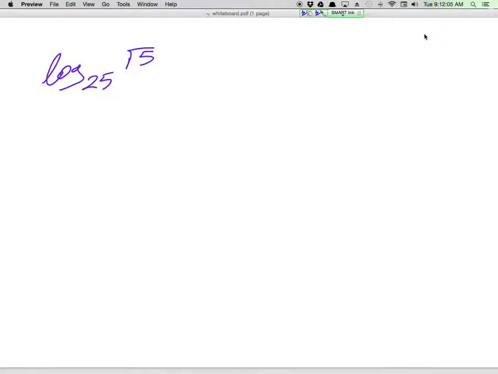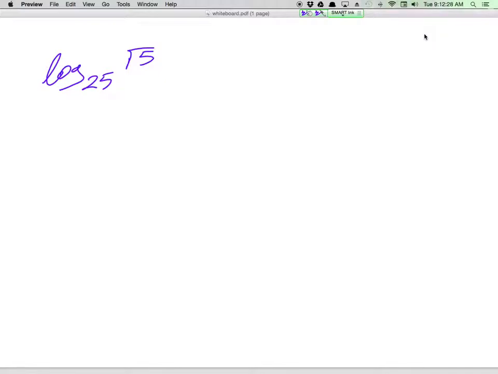Okay, I have log base 25 of the square root of 5. This one's going to be quite a bit different than the last few we've done. We're not going to be able to do this one in our head.